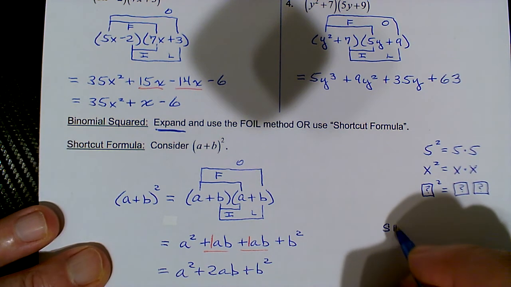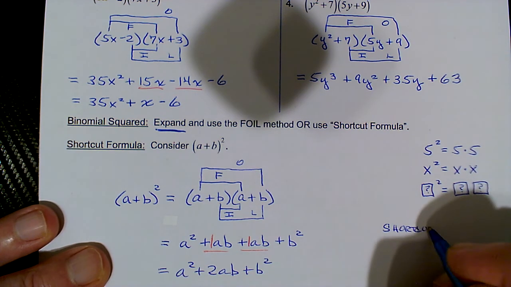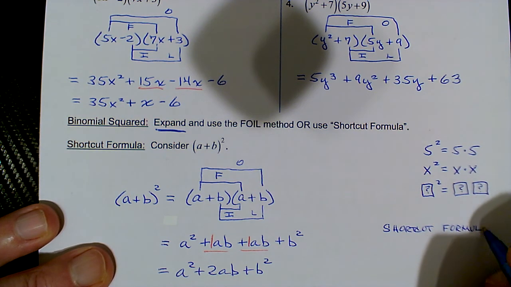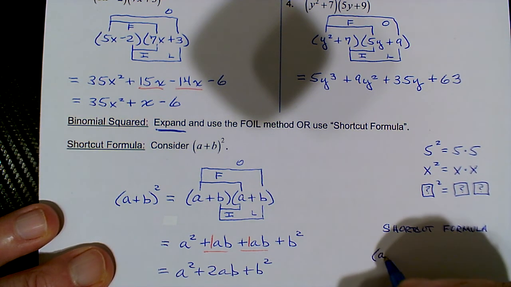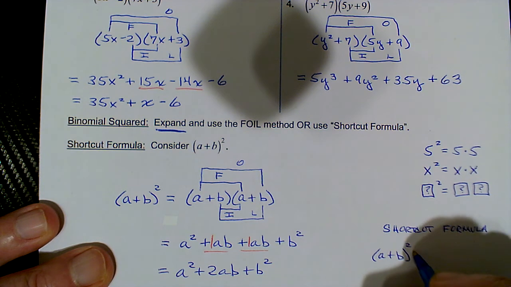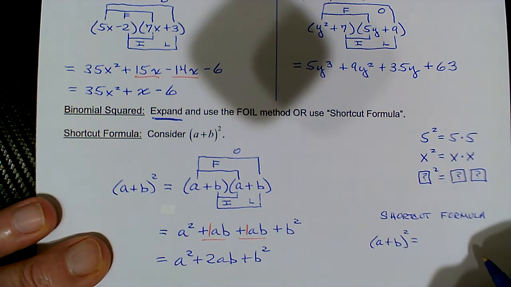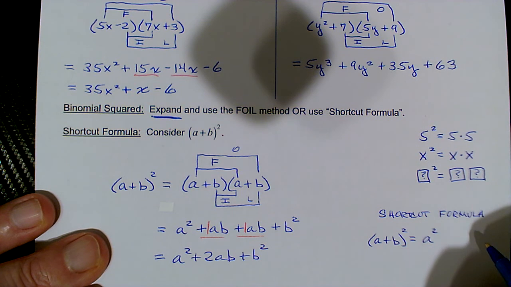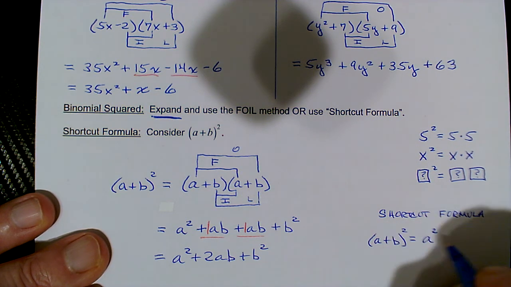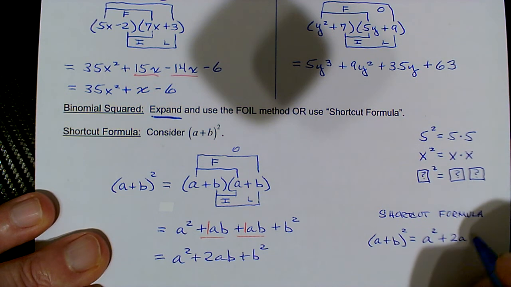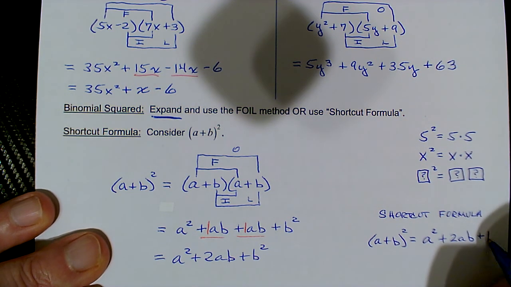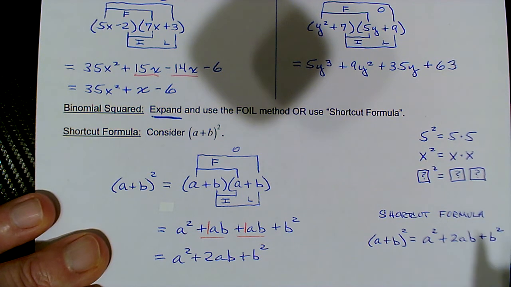And so that's actually the proof of our shortcut formula. The shortcut formula is that when you have a binomial squared, such as a plus b quantity squared, you square the first term of the binomial, so we get a squared. You take twice the product of the two terms, so 2 times a times b would give us plus 2ab. And then you square the second term, so squaring b, we get plus b squared. So that's the shortcut formula.